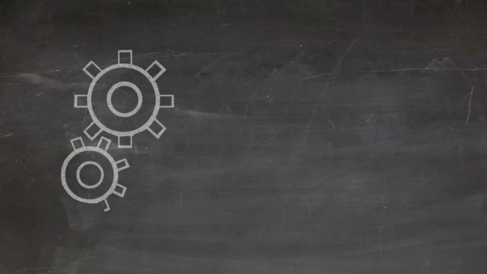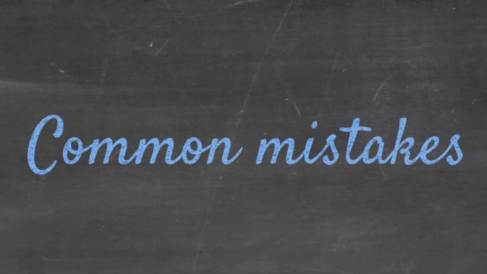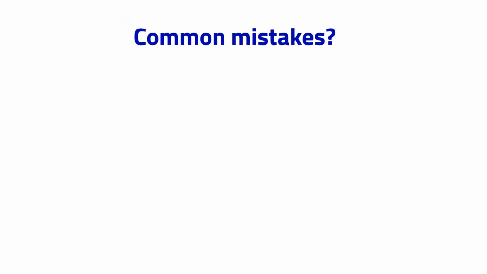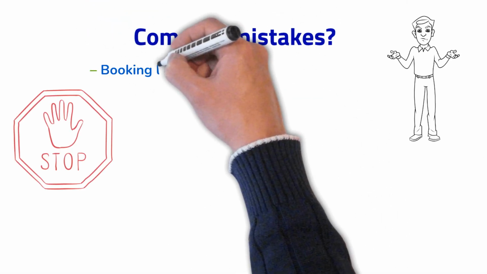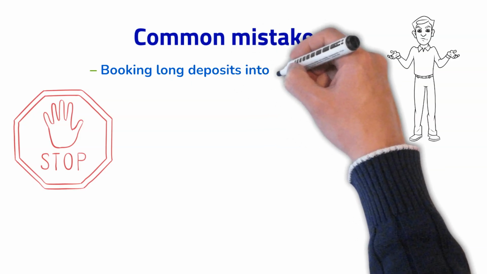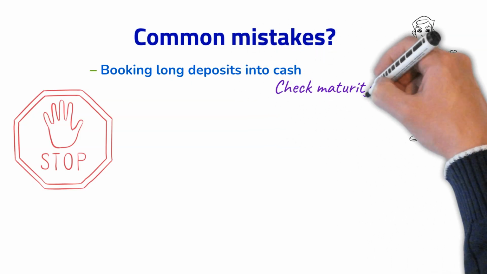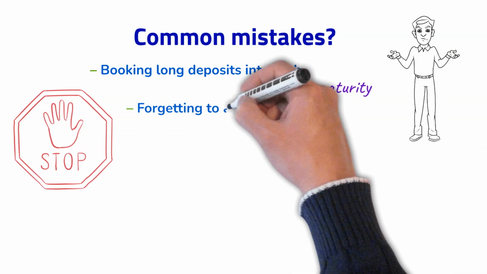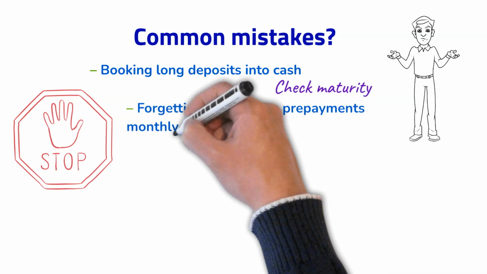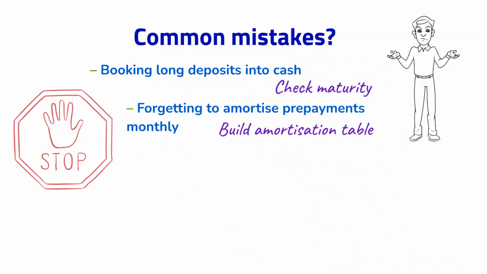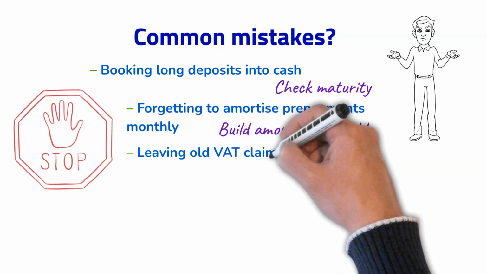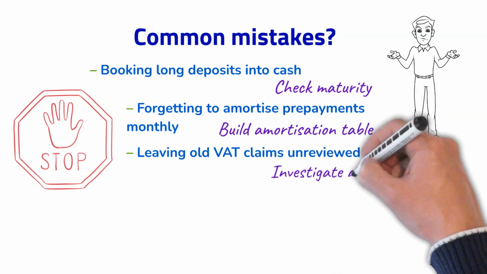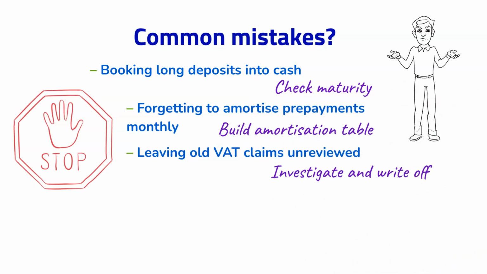And here are the usual pitfalls and how to avoid them. The first one, booking loan deposits into cash instead of other current assets. Check original maturity and policy. The next one, forgetting to amortize prepayments monthly. Build a simple amortization table. Leaving old VAT claims unreviewed. Investigate and write off if not recoverable.